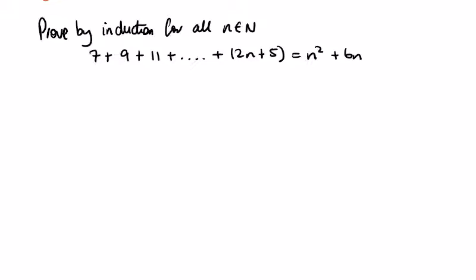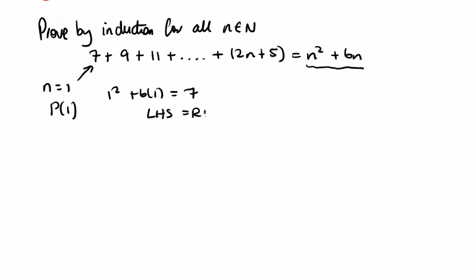So prove by induction for all n's an element of natural numbers: 7 plus 9 plus 11 plus up to 2n plus 5 being the nth term is equal to n squared plus 6n. So what about if n is equal to 1, or proposition 1, you can call it either. It's my first term, which is 7. We can see here that 1 squared plus 6 times 1 equals 7. So left hand side equals right hand side. You don't have to write this, but no harm to just expand it out a little bit.